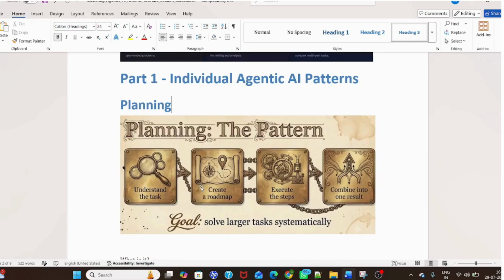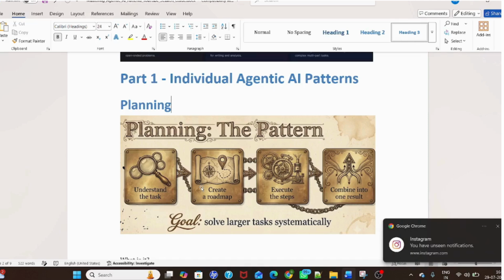So what is planning? Planning means you have to plan and understand the task. For example, a requirement comes from a client. First you understand the requirement, then you create the roadmap. Then you think about what needs to be executed, with the design document or architecture document. So documentation, coding, and testing all come under the execute step.